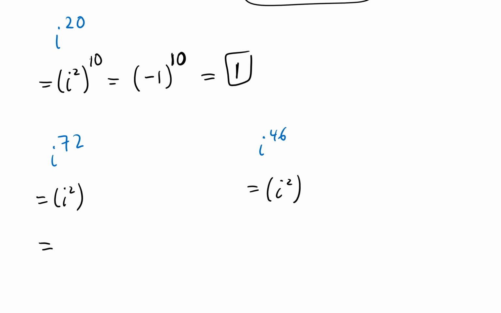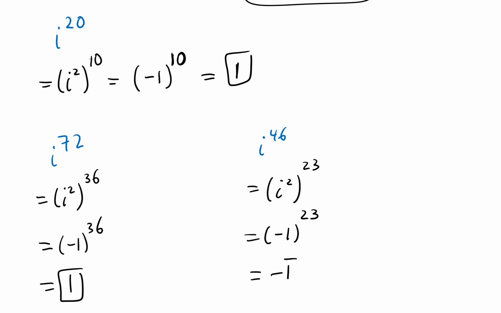We do the same thing here. What number times 2 gives me 72? It's 36. So it's -1 to the 36th. 36 is even, so that gives me 1. What times 2 gives you 46? It's 23. So it's -1 to the odd power, which is -1. -1 to an odd power is -1.